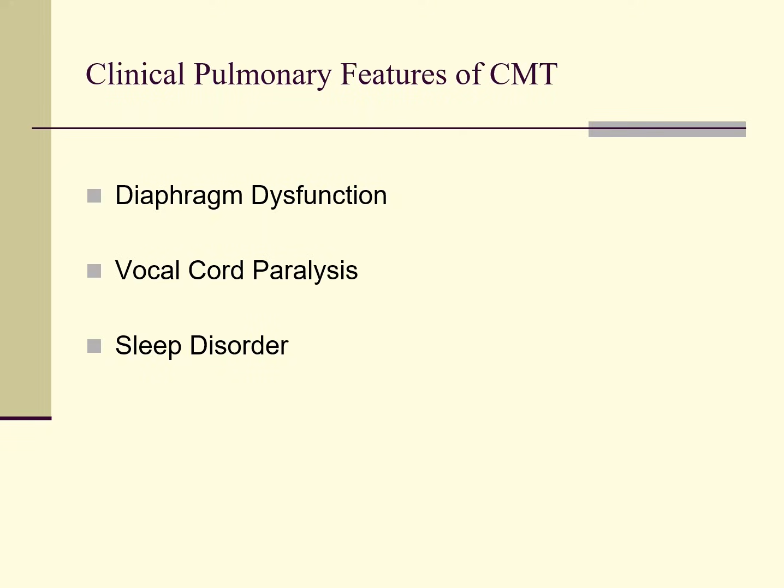Number 2 is you can have vocal cord paralysis, and this can cause problems with breathing. It can also cause problems with coughing. Finally, many patients with neuromuscular disease develop sleep apnea. We're going to talk in more detail about what kind of sleep apnea, why this occurs, and how to treat it. So as with any other neuromuscular disease, this can also occur in CMT.